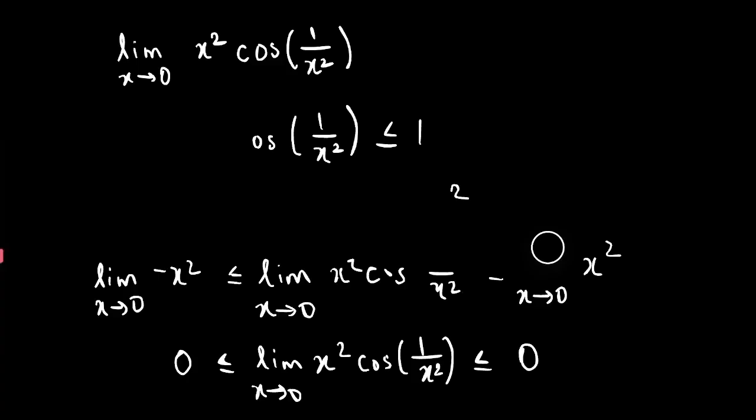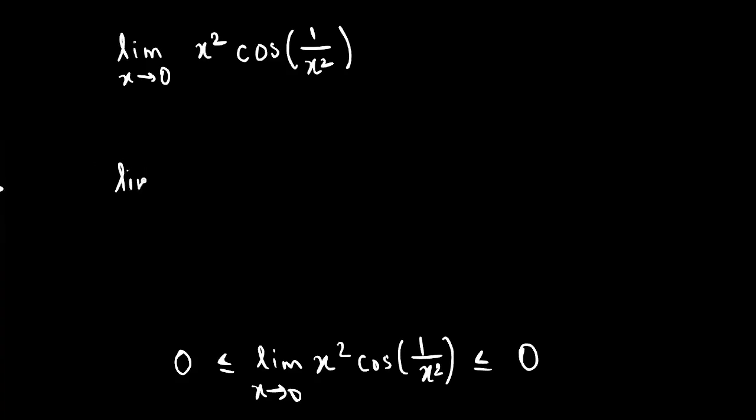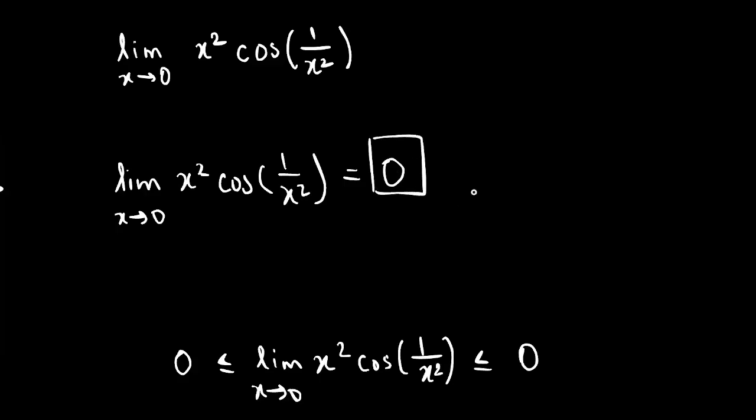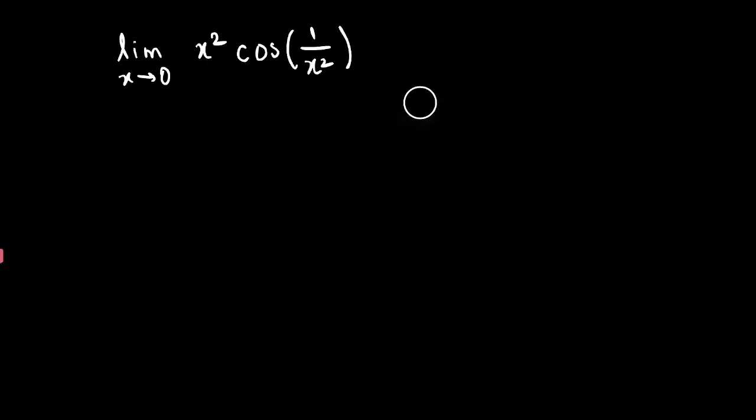And this tells us, according to the sandwich theorem, that our limit as x approaches 0 of x squared times cosine of 1 over x squared must also equal 0. So this is our answer and how we can use the squeeze theorem. It isn't something that is too complicated, but it is clearly a very useful tool to help us find the limits of these seemingly complex functions.